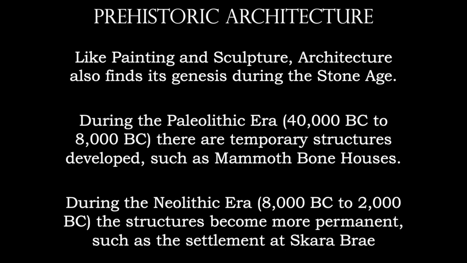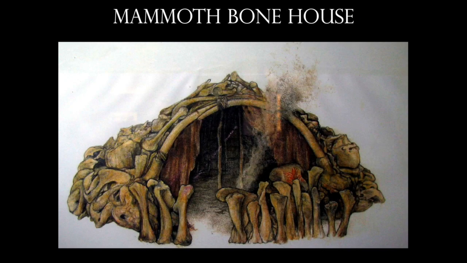And just like painting and sculpture, chapters we've already covered, architecture also finds its genesis during the Stone Age. And here we have two specific areas, the Paleolithic era and the Neolithic era. So the Paleolithic era is during the time of the cave paintings, for instance. The structures here are much more temporary. And we're going to look at some mammoth bone houses. So let's look at that right away.